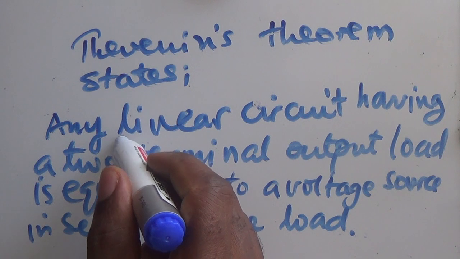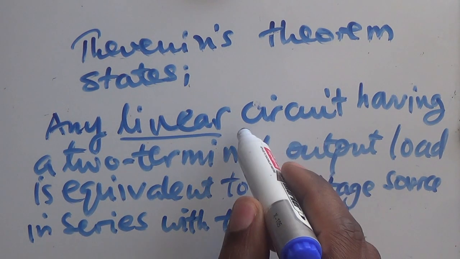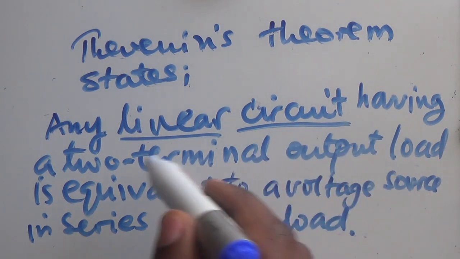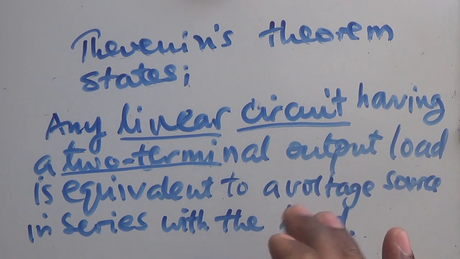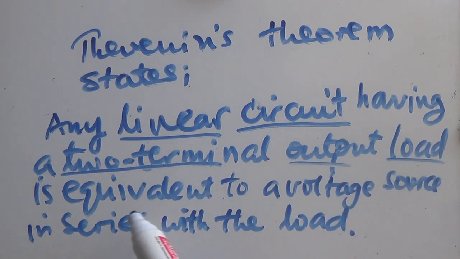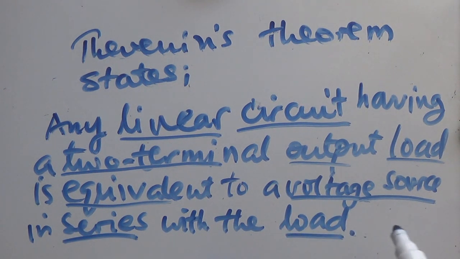The keyword here is linear. A linear circuit has linear components, resistances, inductors. Two-terminal, it is where you can get negative and positive, that is the ground and positive. And then this output load is equivalent to the voltage source in series with the load.